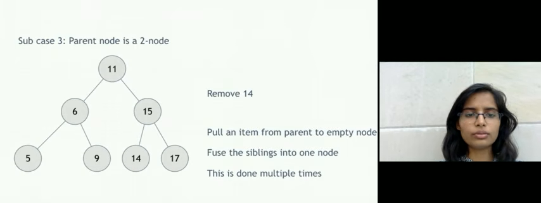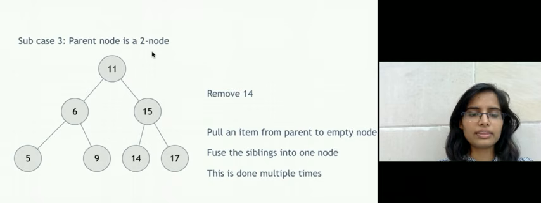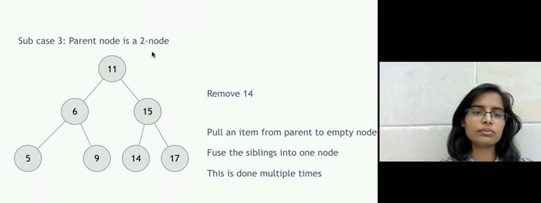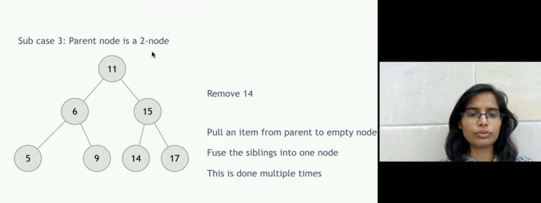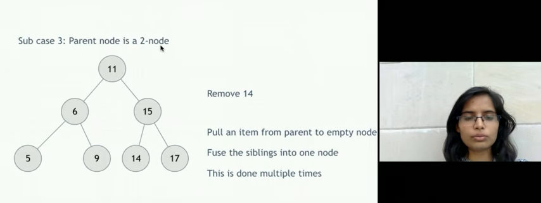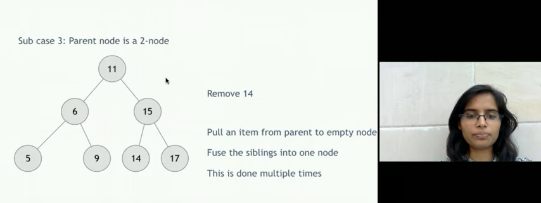In this, the parent node is a 2 node. So the subcases that we have discussed before: the first one was that the sibling and the parent node both were 3 or 4 nodes. Second was when the parent was a 3 node, but the sibling was a 2 node. Now the parent node is also a 2 node and the sibling is also a 2 node. So let's see, if we have to remove 14, 14 has got sibling 17 and 17 is just a 2 node. Its parent 15 is also a 2 node.